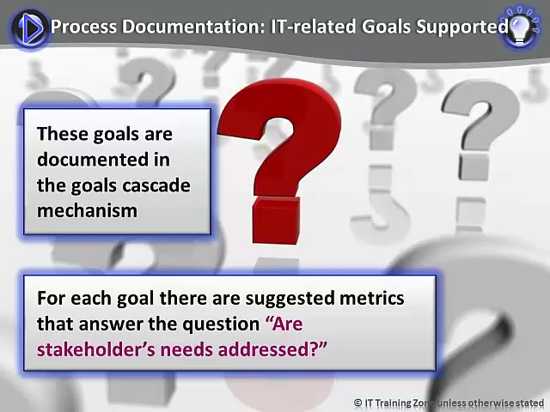The IT-related goals relate to the stakeholder needs, and the associated metrics answer the question, are stakeholders' needs addressed? Process BAI 06 provides primary support for 3 IT-related goals. We'll examine each of them over the next 3 screens.